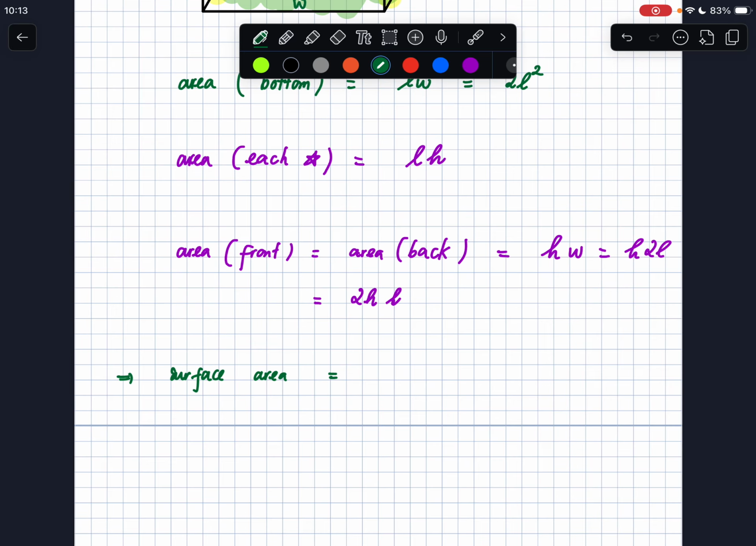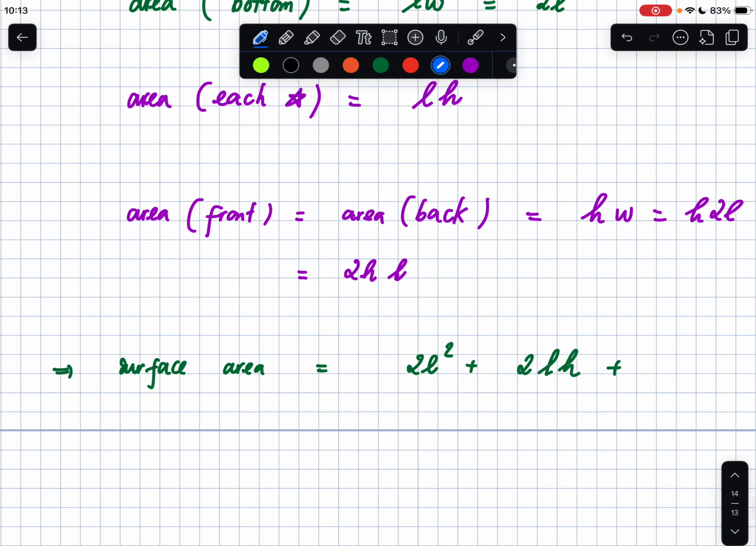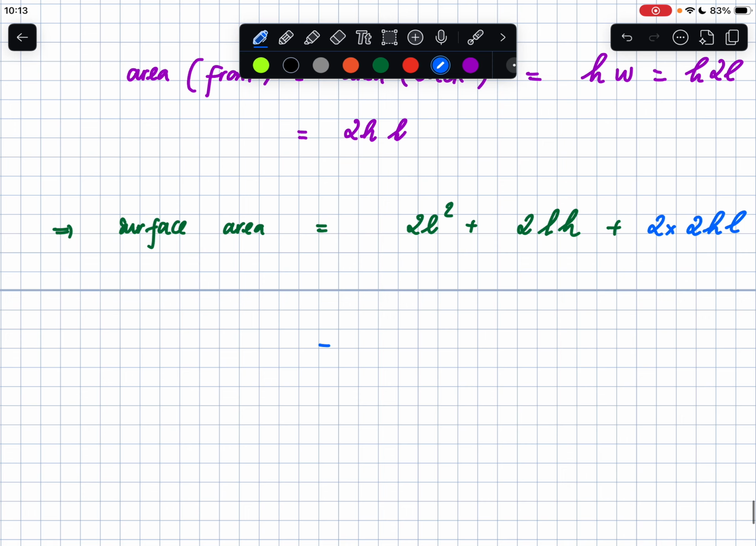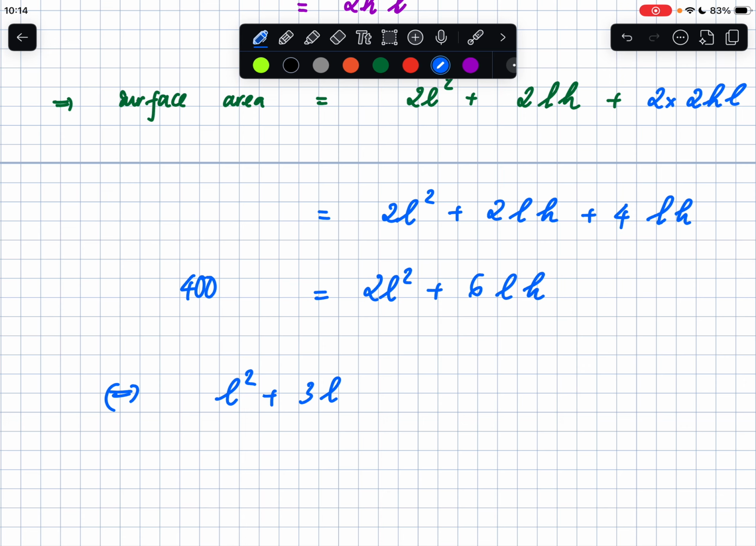The area of the bottom, 2L squared. The area of each star, so 2 times that, 2 length times height. The area of front and back: 2 times height times 2L, with 2 of them, front and back. So this is 2L squared plus 2LH plus 4LH, 2 length squared plus 6 length height. The surface area is 400 centimeters squared. This gives us a relation. I can divide it by 2: length squared plus 3 length height equals 200.